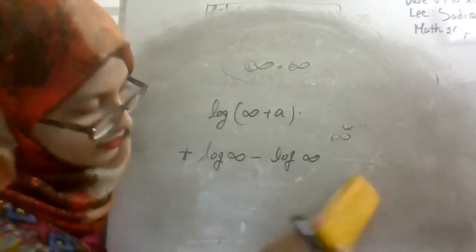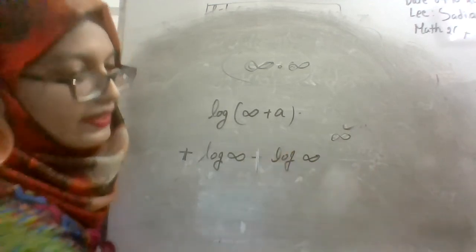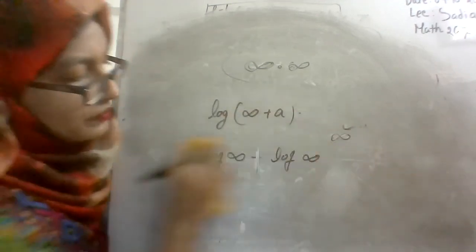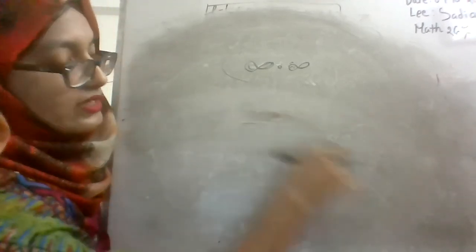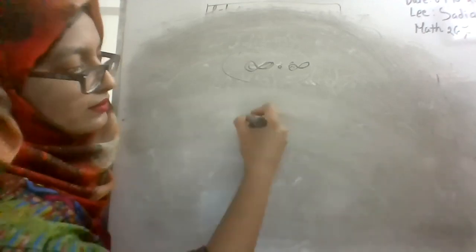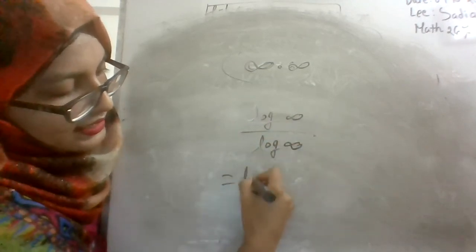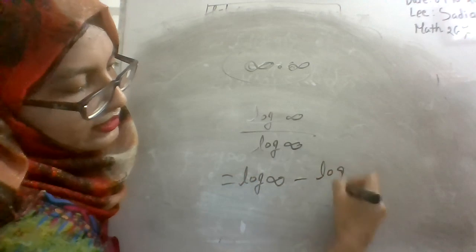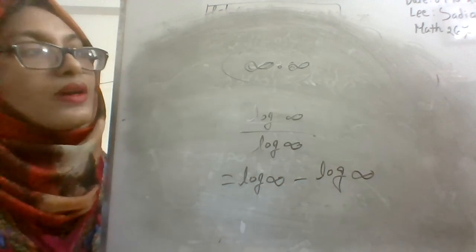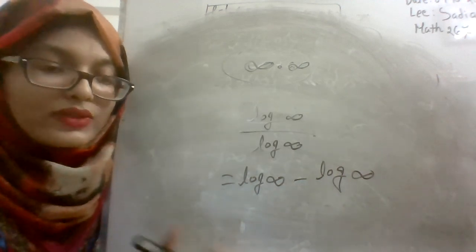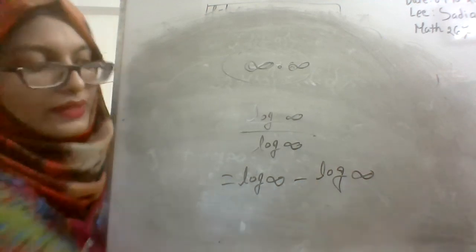Yes, ma'am. But what will happen for log infinity by infinity? If I divide log infinity by log infinity, that means infinity by infinity, because log infinity is infinity. In your logarithmic function, you have to convert your multiplication into the plus form and your division into the minus form. Okay, ma'am. Yes, ma'am.